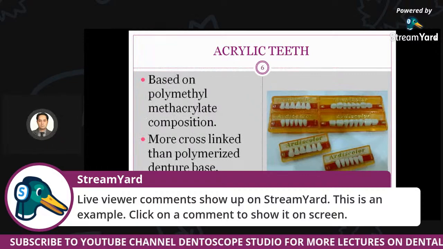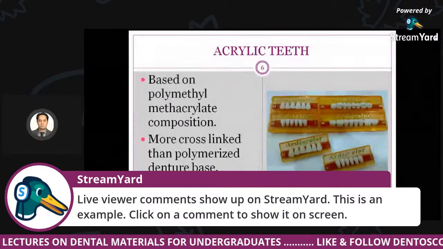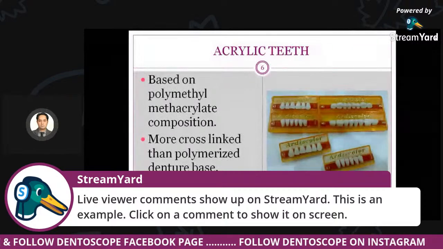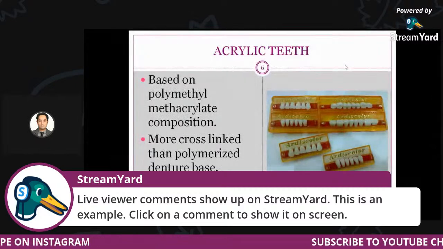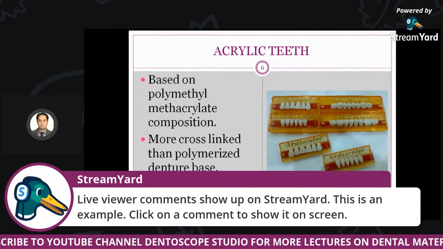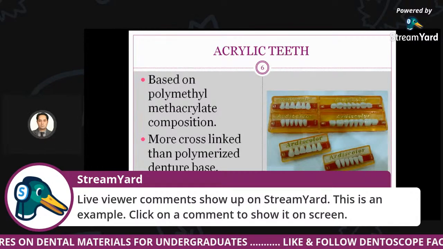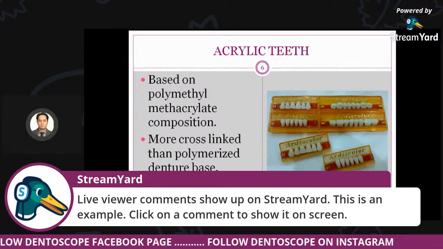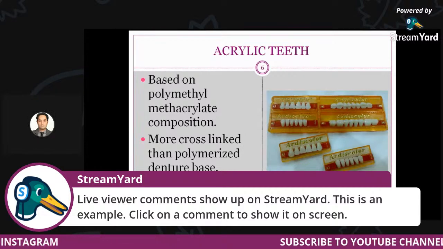Then moving along, the chemistry is basically the polymethyl methacrylate. As I told you, it is the same acrylic which is used for the denture base, but the only difference is here it is more cross-linked than the denture base, so they are much stronger, much harder as compared to the acrylic denture base, and that's exactly what we want, because these teeth are going to undergo the masticatory forces, the biting and chewing forces, so they need to be very hard and tough to withstand the occlusal forces.